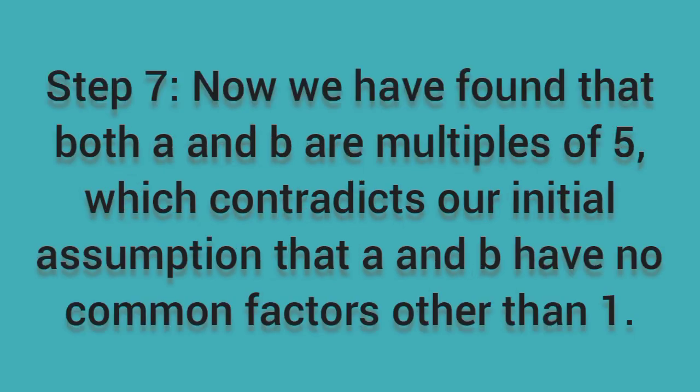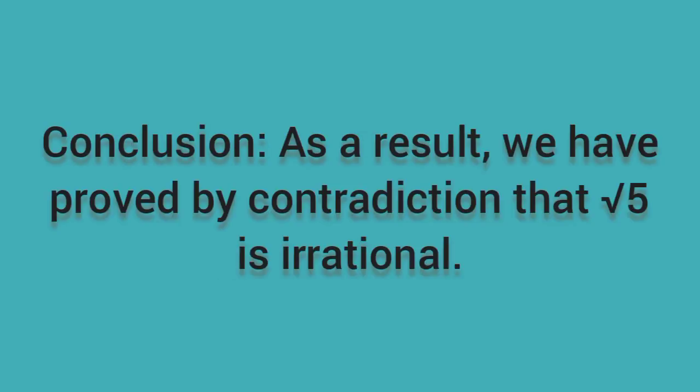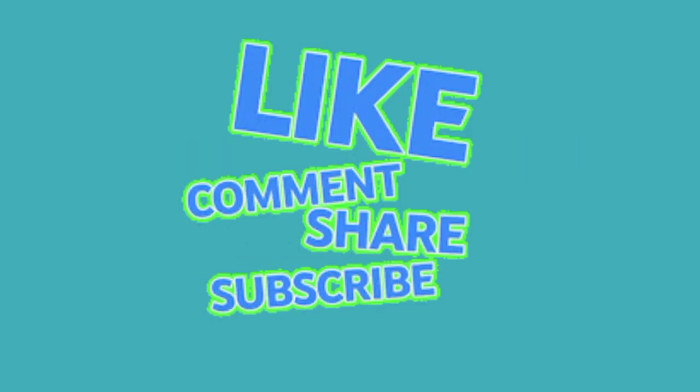Step 7. Now we have found that both a and b are multiples of 5, which contradicts our initial assumption that a and b have no common factors other than 1. Therefore, our assumption that root 5 is rational must be false. Conclusion. As a result, we have proved by contradiction that root 5 is irrational.